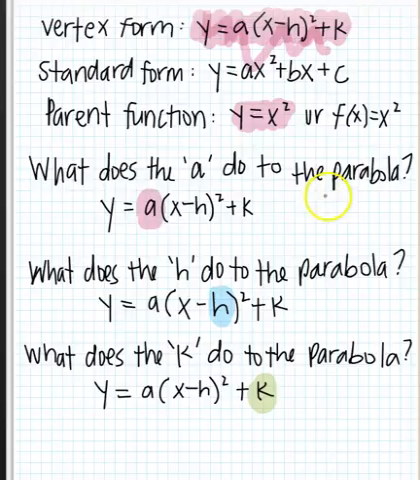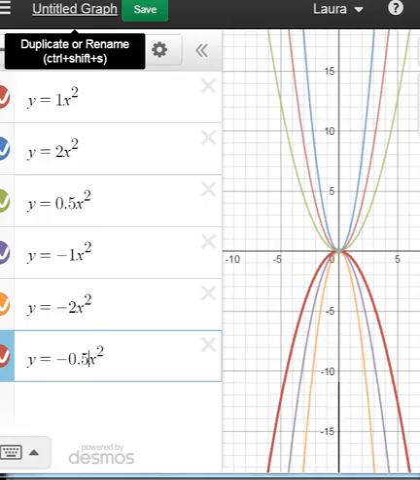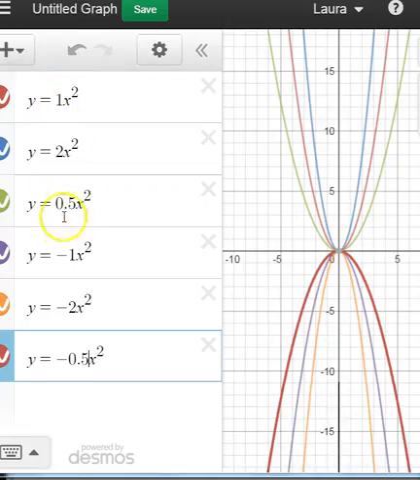What does the a do to the parabola? If you want to look back on Desmos once again, I changed a whole bunch of a terms already. You can play around with another screen on Desmos to find your own different problems. But remember, if the a was positive, the parabola opened up. If the a is negative, the parabola opens down. And then you can get even more specific.